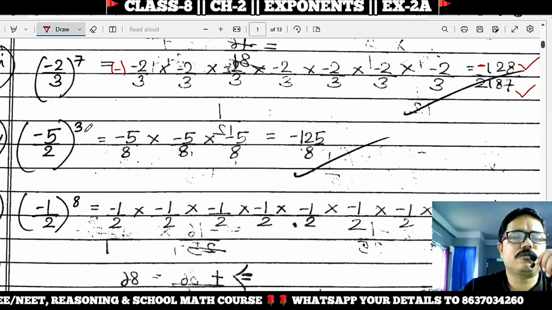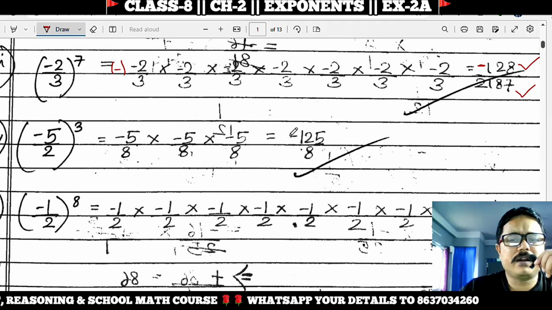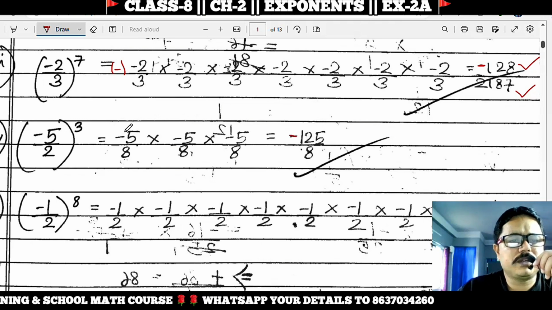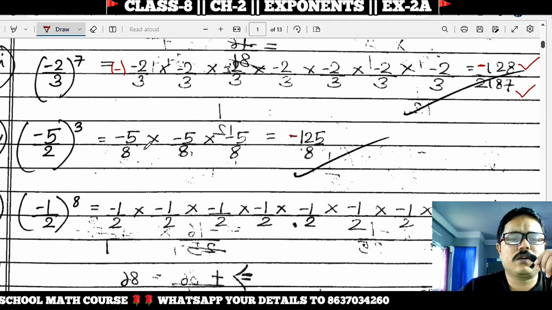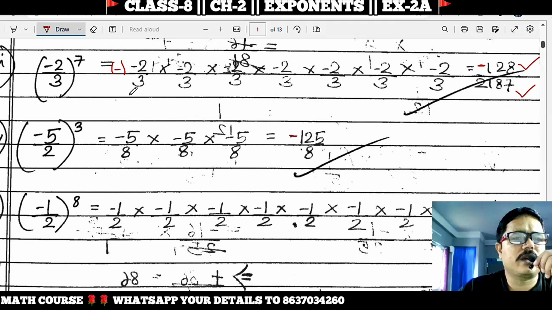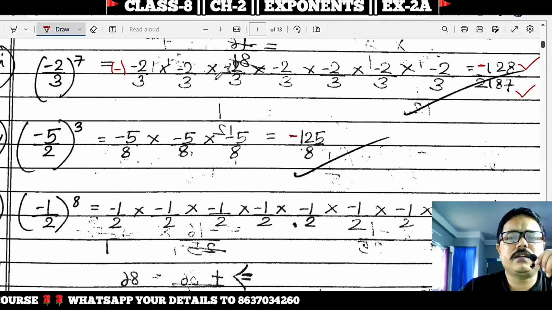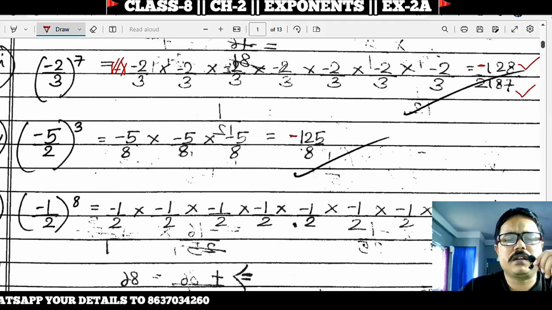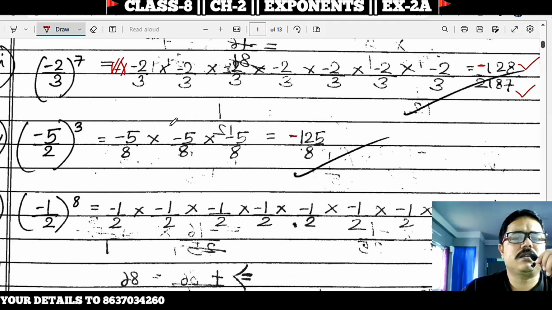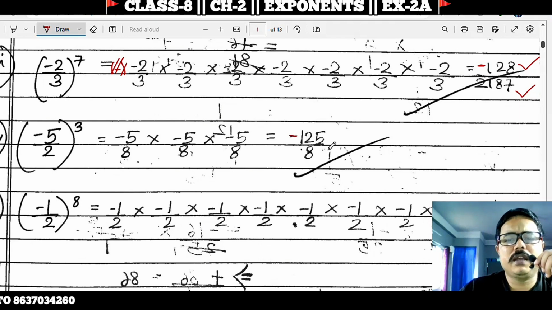Again here minus to the power odd will give you a negative answer. So it is up to you: you repeat minus 3 times, or if you don't want to, then 1 minus sign in the beginning you can write. Here it is repeated 3 times, so don't give this minus sign again. If you don't repeat it, then only you put this minus in the bracket. So the answer is minus 125 upon 8.